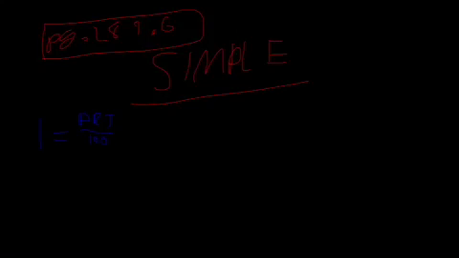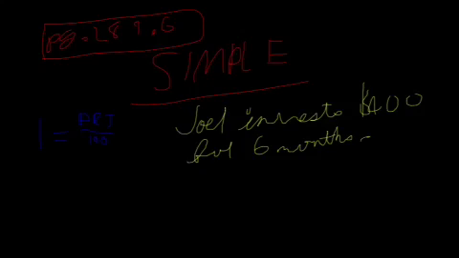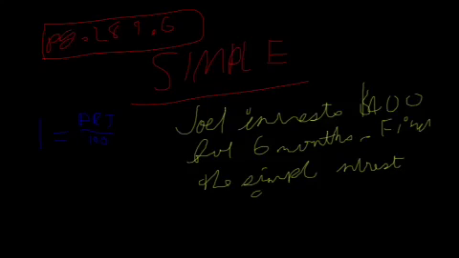So, Joel invests $400 for 6 months. Now find the simple interest gain.